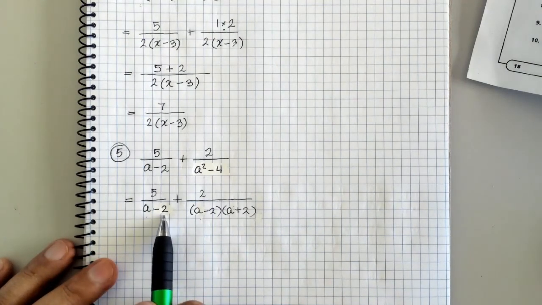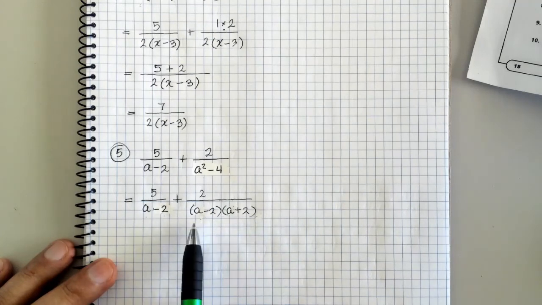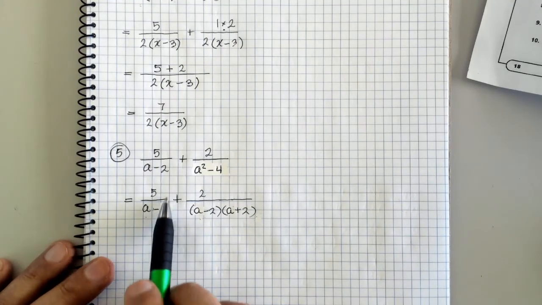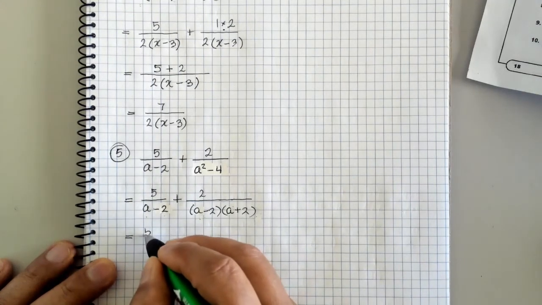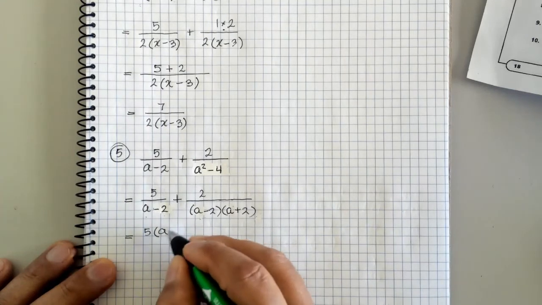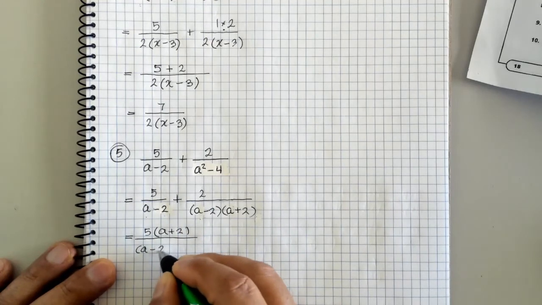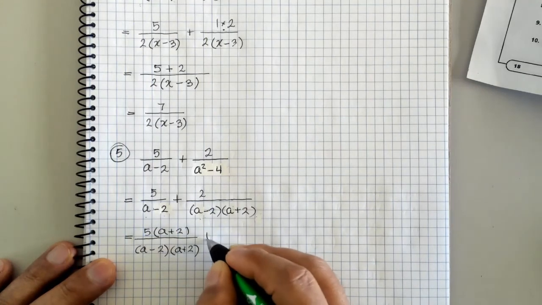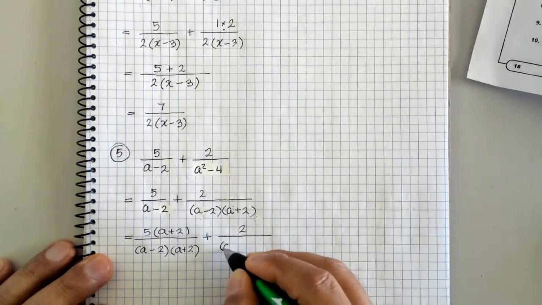So what I was saying is this. In here we got a minus 2, and in here we got a minus 2, but also we are multiplying this a minus 2 by this. If I'm going to have the same denominators, then I really need to amplify this fraction by a plus 2, like this. So I'm going to do 5 multiplied by a plus 2, and then I'm going to do a minus 2 multiplied by a plus 2. And then the other one will stay the same.